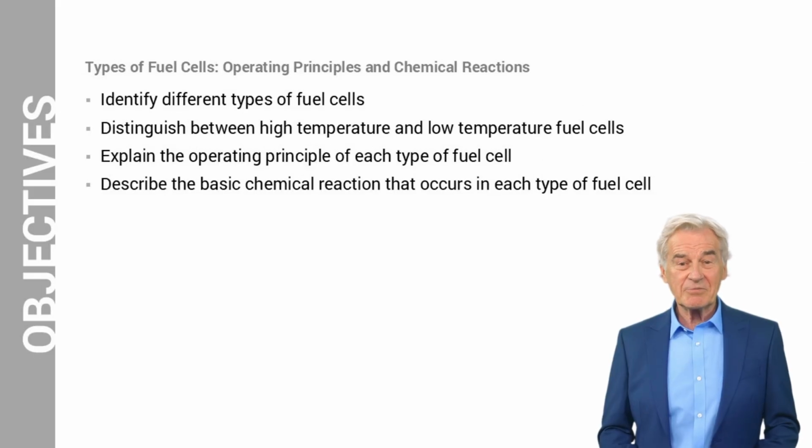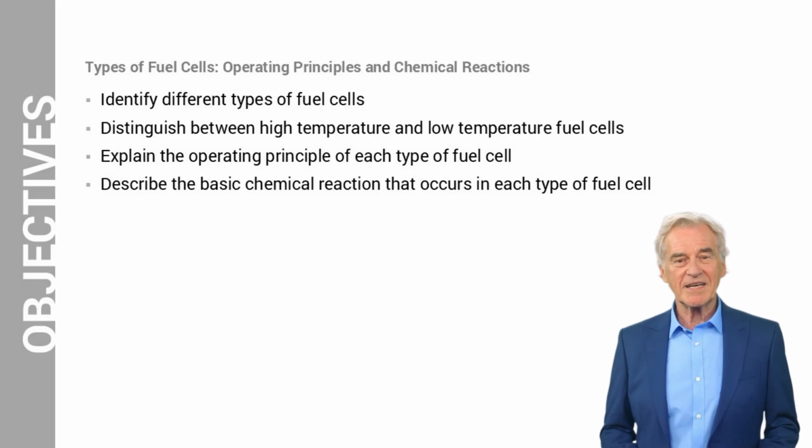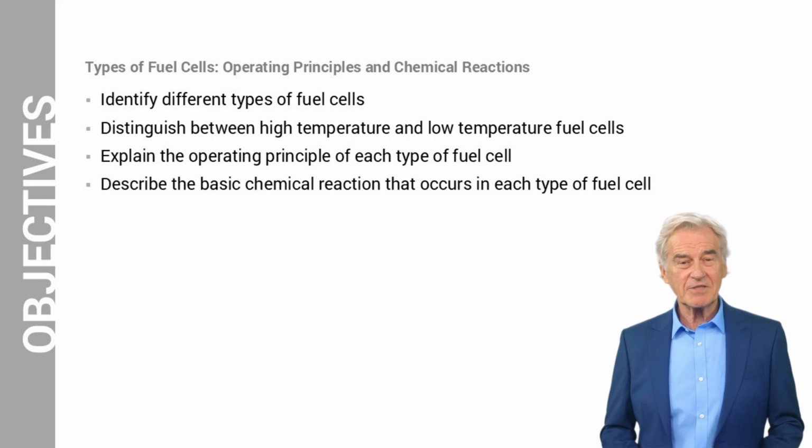Let's look at our lesson objectives. By the end of this lesson, you will be able to identify the different types of fuel cells. Next, you will be able to distinguish between the high temperature and low temperature fuel cells. Following that, you will be able to explain the operating principle of each type of fuel cell. Finally, you will be able to describe the basic chemical reaction that occurs in each type of fuel cell.